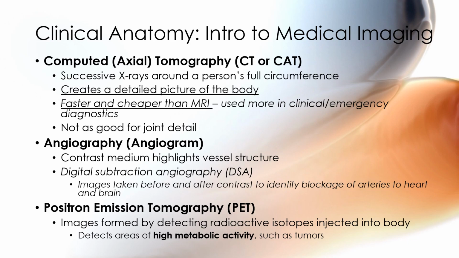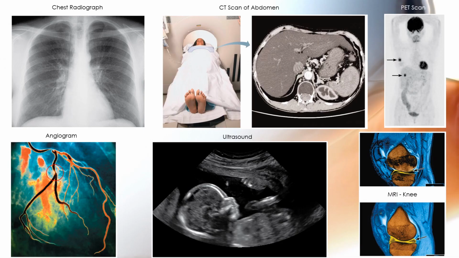So this is a great way to scan the body for tumor development and tumor growth, but it's not detailed at all. Once you find an area that you might want to look into further, you're going to do a CT scan or an MRI after the PET scan, once you've found that area of interest. So here are some examples of all these imaging modalities we talked about.